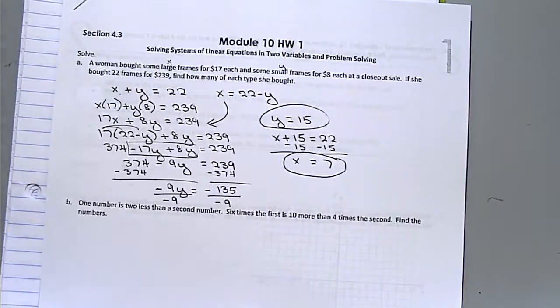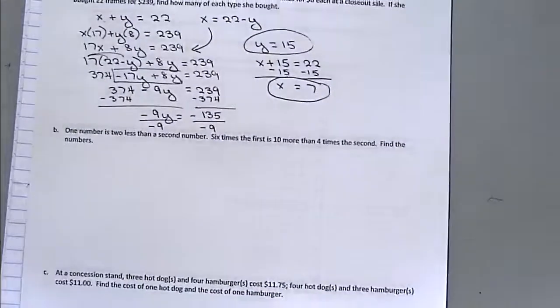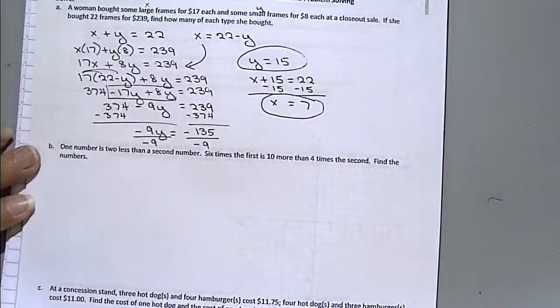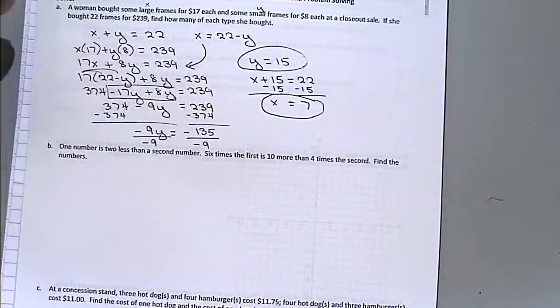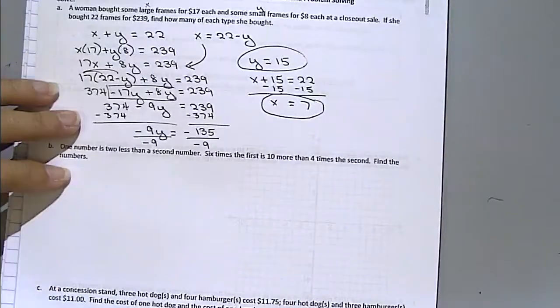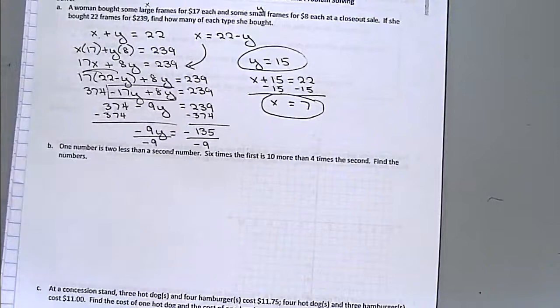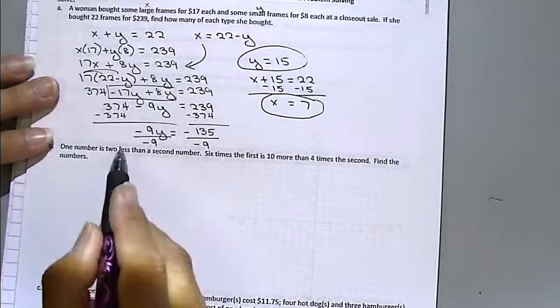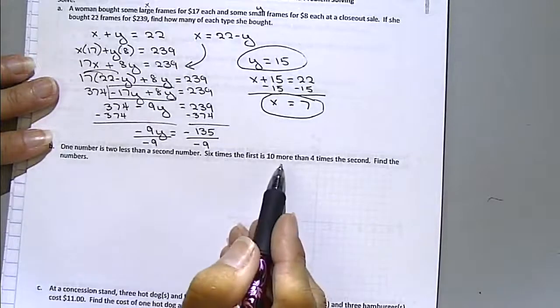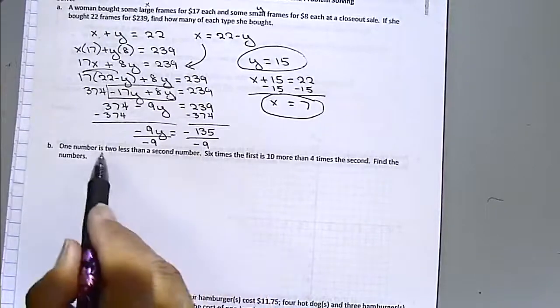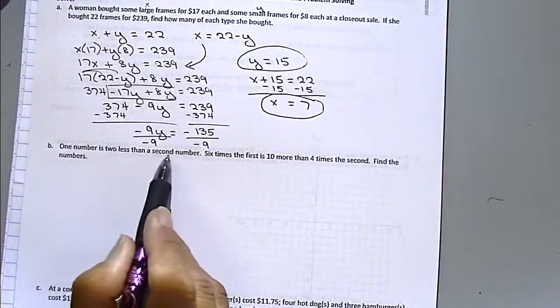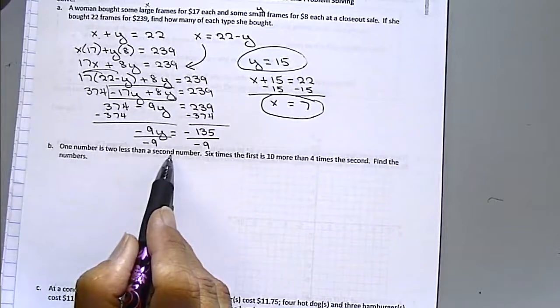Now, let's see what I've got here. Problem B says one number is 2 less than a second number. 6 times the first is 10 more than 4 times the second. Now, this one to me is not two equations. They're not talking about two separate things here. They're not talking about big frames and little frames or hot dogs and hamburgers. They're talking about these numbers, and they've got the numbers in relation to each other. So what I have to do is say, well, which number do they tell me nothing about? Well, they said one is 2 less than the second number. They didn't tell me anything about the second number, did they?